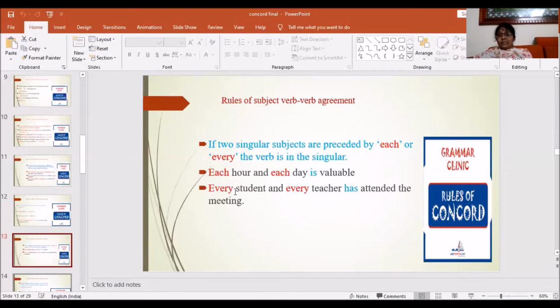Similarly, look at this sentence. Every student and every teacher has attended the meeting. Student is singular, teacher is singular, both preceded by every, so your verb should be singular. So what do we learn? If two singular subjects are preceded by each or every, the verb is in the singular. So each hour and each day is valuable. Every student and every teacher has attended the meeting, right?